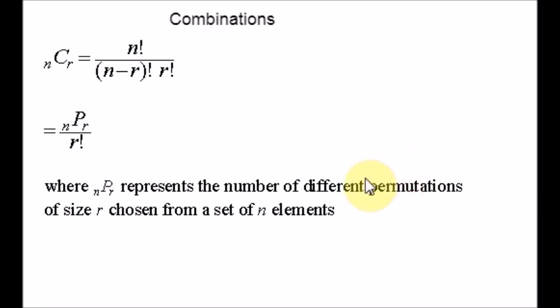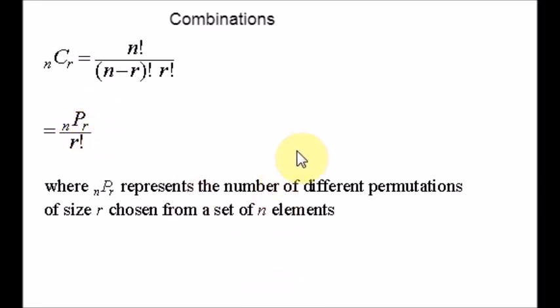A simple definition for the combination is the number of ways of selecting r items from a set of n. It is denoted by nCr. Do you see the formula? n factorial divided by (n minus r) factorial times r factorial. This is nothing but nPr divided by r factorial, where P denotes the permutation.